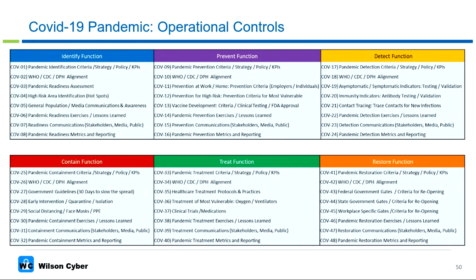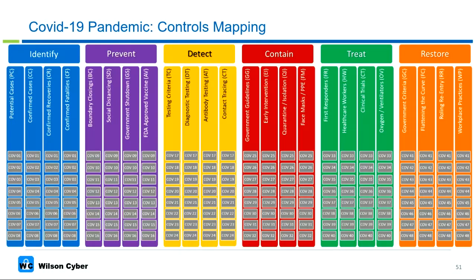The idea here is you would have an individual or a group responsible for each of these 6 different functions, and their job is to provide the metrics and the reporting for each of these functions against the desired state by measuring the current state for each of these different areas. And once again, all of these operational capabilities map back to the 6 core functions: identify, prevent, detect, contain, treat, and restore, as well as the categories.